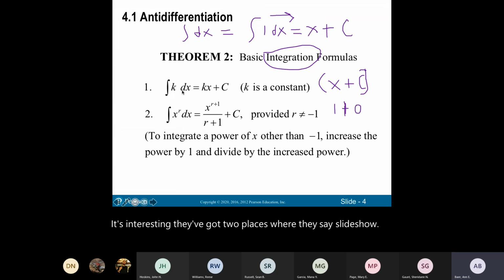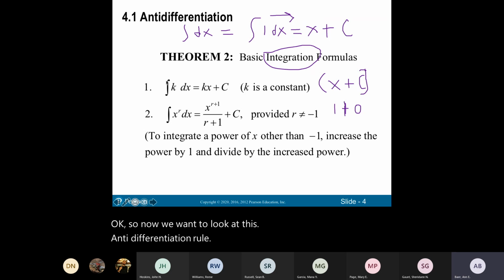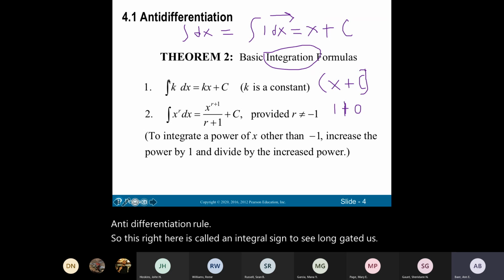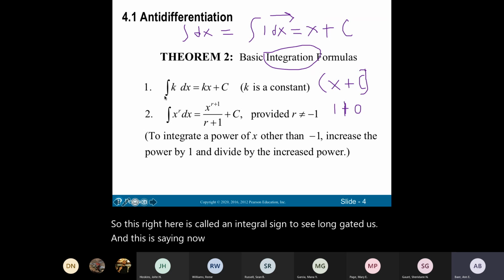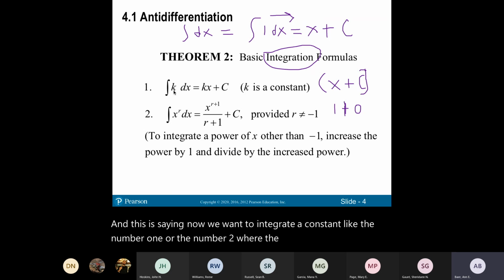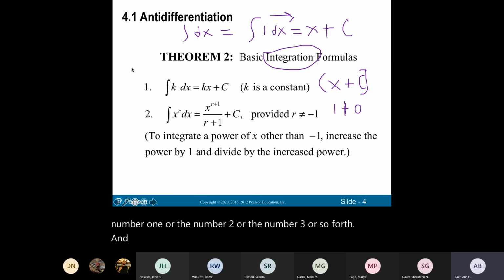Okay, so now we want to look at this anti-differentiation rule. This right here is called an integral sign, this elongated S. And this is saying now we want to integrate a constant, like the number 1 or the number 2 or the number 3, and so forth. We're going backwards now.